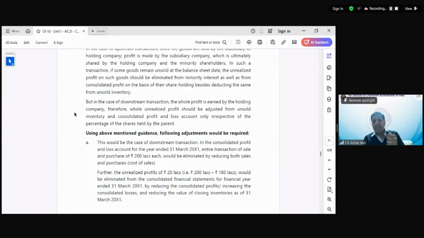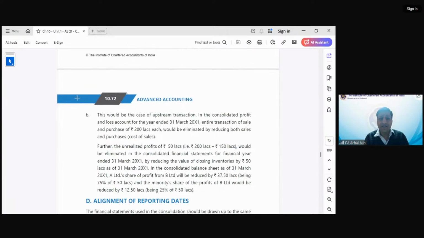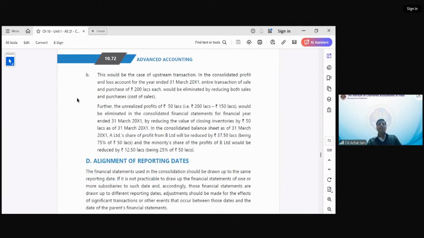Riddhi is saying 200 lakhs for what? Okay, Bhavna says eliminate purchase and sale and also eliminate unrealized profit of 50 lakhs. So how do you do that? Can you tell me how do you eliminate this unrealized profit of 50 lakhs? Sukhveer is saying this profit will be reduced from inventory. Very good.